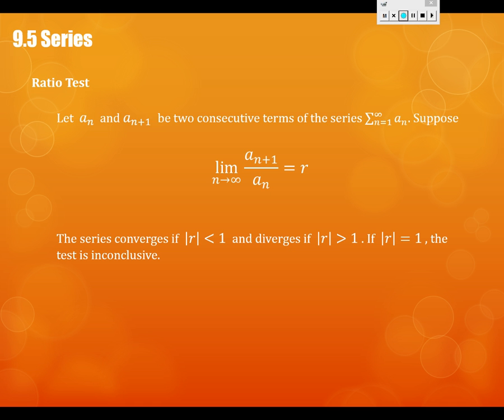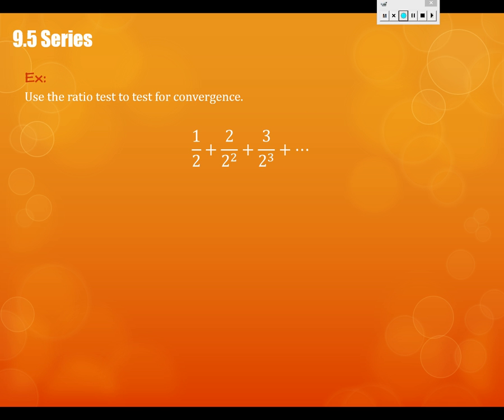So let's try that with this example here. And we'll write this out. Well, the first thing we need here is a rule, so let's get that. What's the rule? n over 2 to the n?